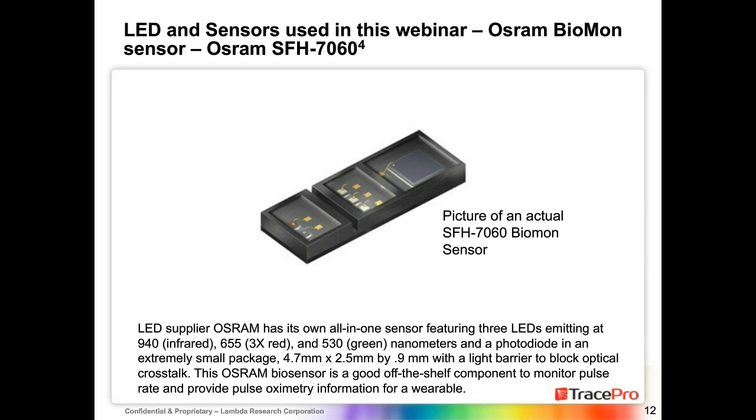This is the SFH7060. And you can see this thing is quite small. Now, there's the actual sensor there right on screen, right from their data sheet. And once again, you've got 3 different LEDs, 3 different wavelengths of LEDs emitting here. You have a 940 infrared, a 655, and there's 3 of these in the middle there, and then a 530 green in terms of nanometers, and a photodiode on the other side. And this is, once again, in a very, very small package, 4.7 millimeters by 2.5 millimeters by 0.9 millimeters, with, once again, light barriers between the different sections to block optical crosstalk. So this sensor is also a good possibility if you're looking at getting something off the shelf.